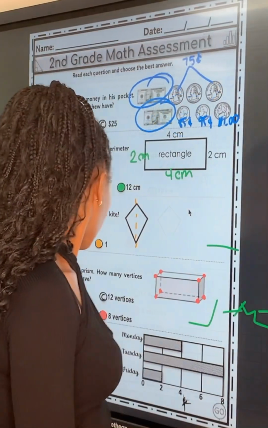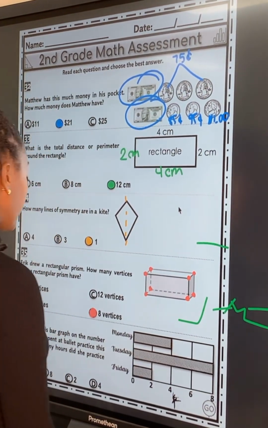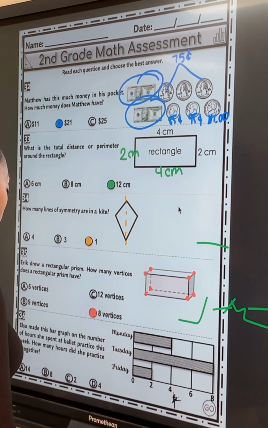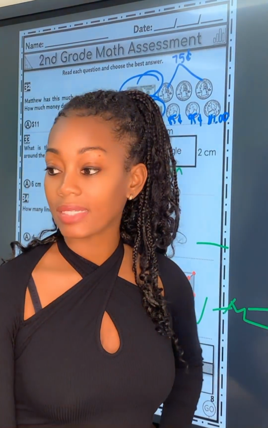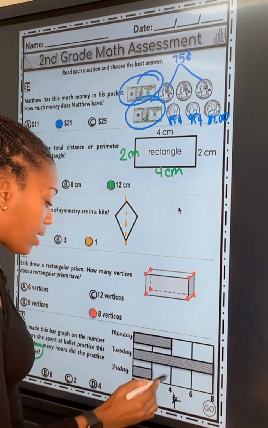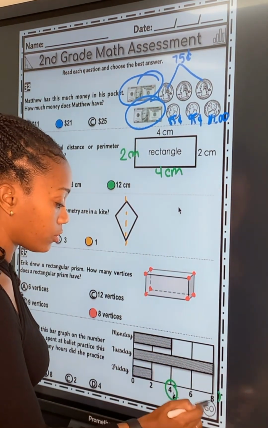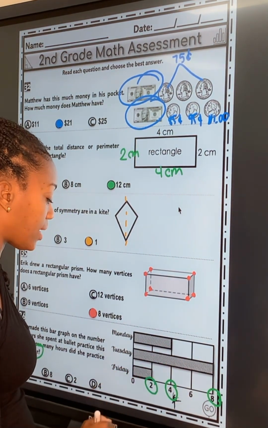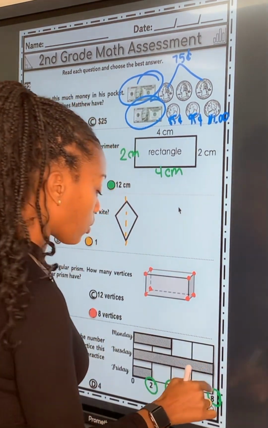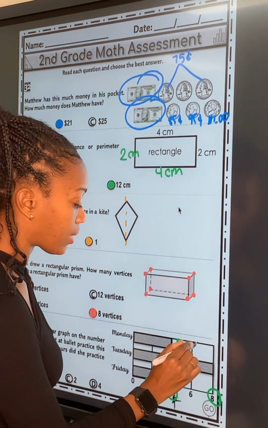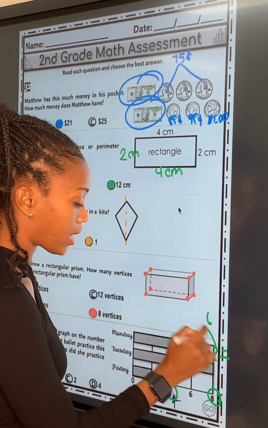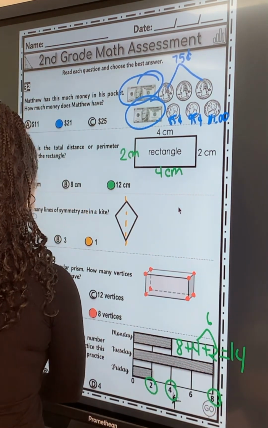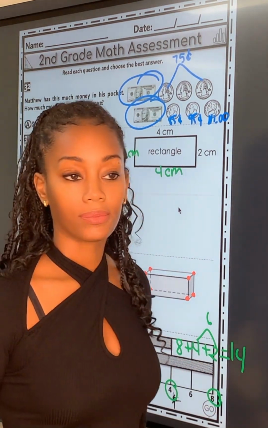Okay? Elsa made this bar graph on the number of hours she spent at ballet practice this week. How many hours did she practice altogether? The key word altogether tells us that we want to add the practice hours together. On Monday she practiced 4 hours, on Tuesday she practiced 8 hours, and on Friday she practiced 2 hours. So all we have to do is add the 8 plus the 4 plus the 2. 4 plus 2 is 6. 8 plus 6 is 14. So our answer is 14.